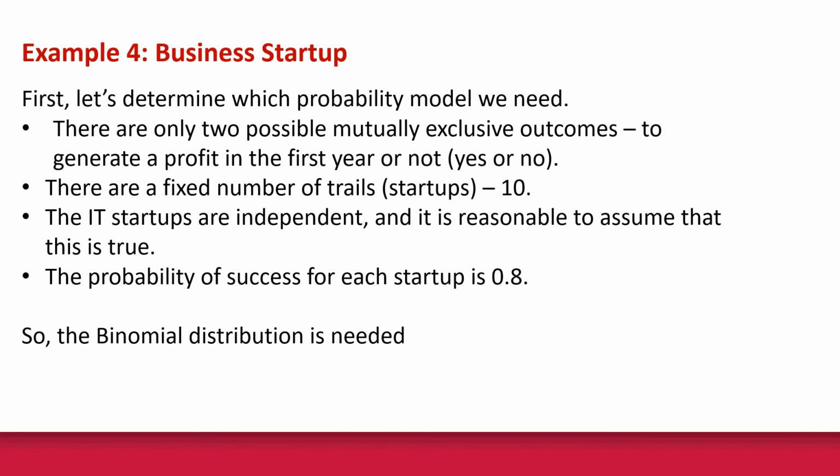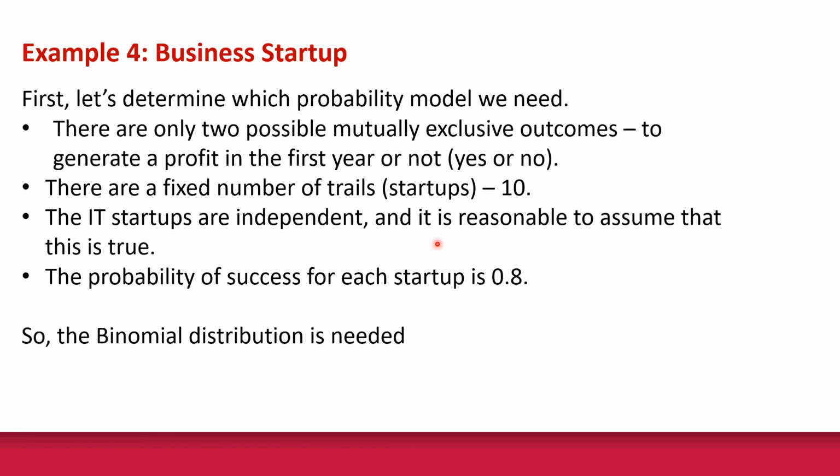The first thing we need to determine is which probability model we need. So let's summarize the data. There are only 2 possible mutually exclusive outcomes. Either you generate a profit in the first year or you do not. There are also a fixed number of trials or startups. There's 10 in this case. The IT startups are independent. We're going to assume that one company is totally independent of another company. One guy doesn't own both of them, for example.